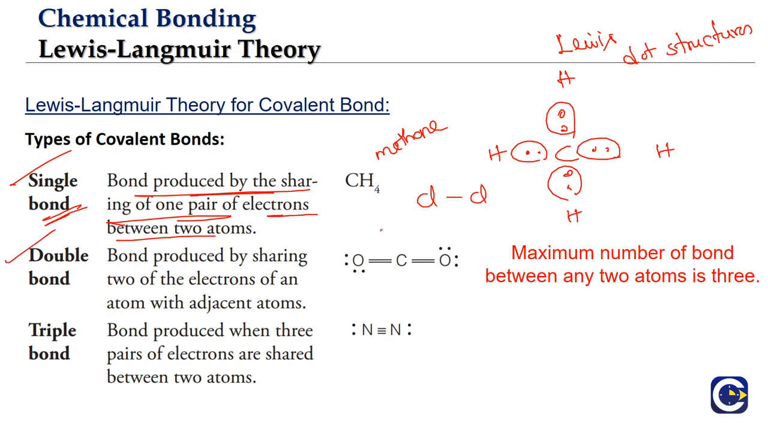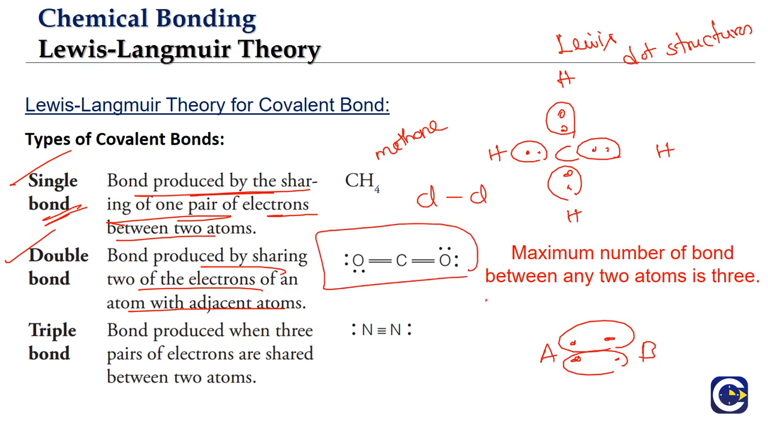Then we have a double bond. A double bond happens because of the sharing of 2 pairs of electrons. If each of the atoms contributes 2 electrons, say atom A gives 2 electrons and atom B gives 2 electrons, we will be forming 2 shared pairs. That is what we call a double bond. We have examples like CO2. In CO2, carbon will form a double bond with one oxygen here and another oxygen on the other side.